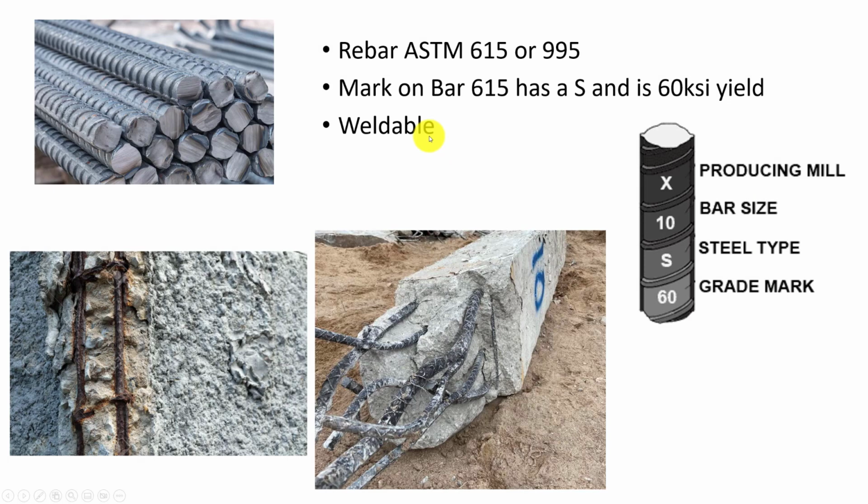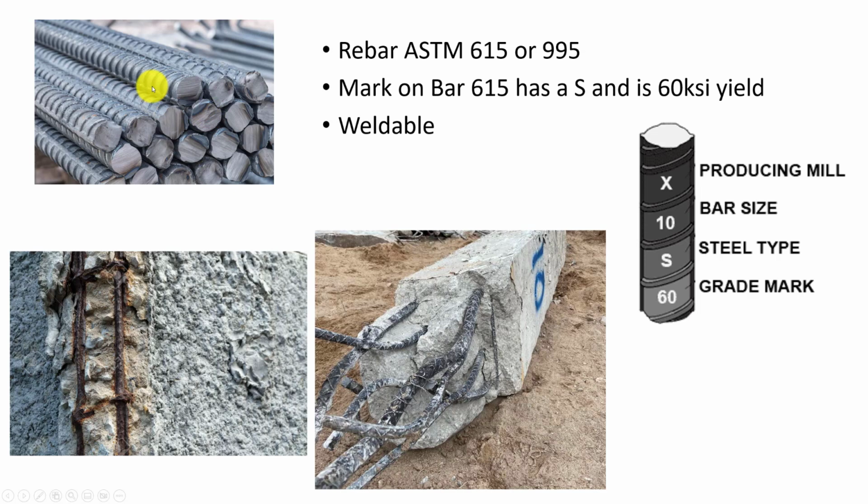Now, when we look at concrete with rebar, and we've got rebar right here, we need to talk about rebar. First of all, rebar is going to be made out of steel. And we have an ASTM standard that we can have different steels. That's going to define the alloys that the steels are going to be made out of, resulting in our yield strength. So if we have a 615 bar, it's going to have an S marked on it, and it's going to have a 60 KSI yield on it.